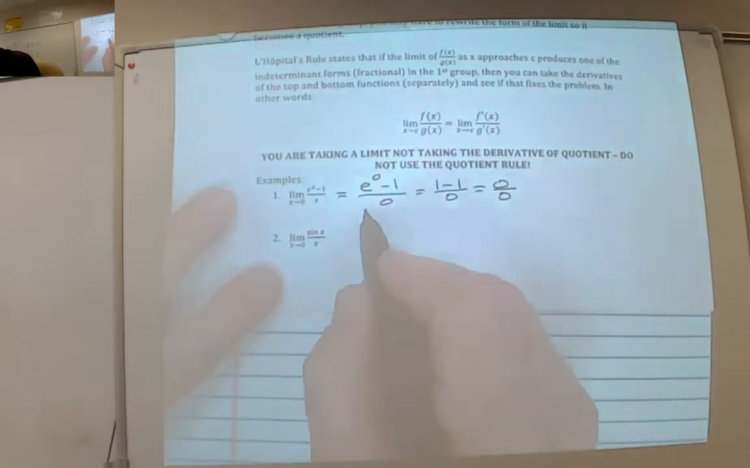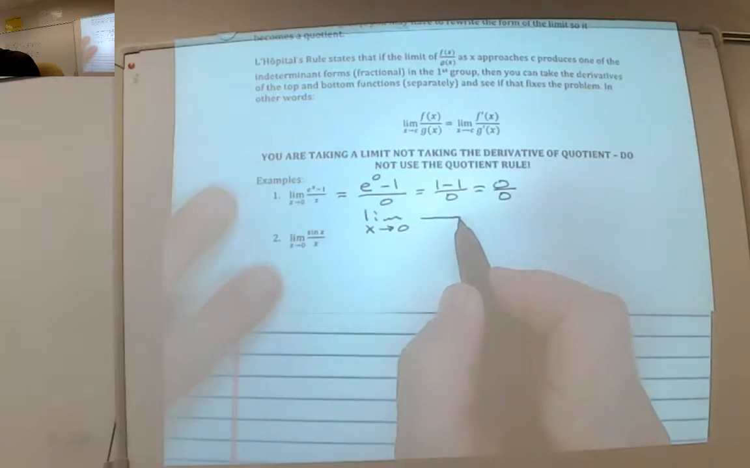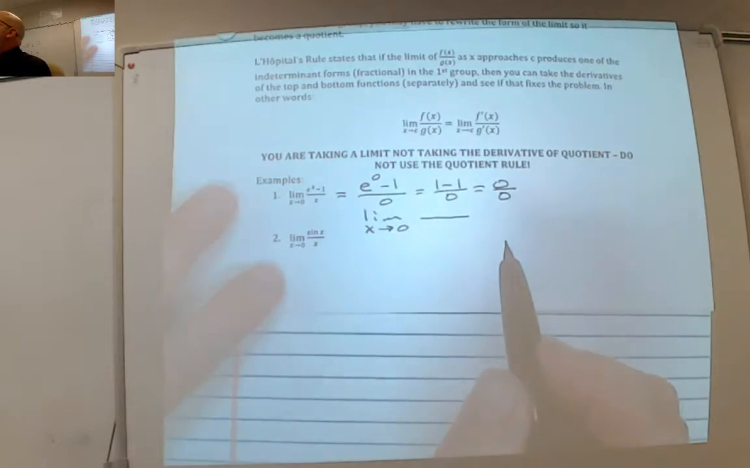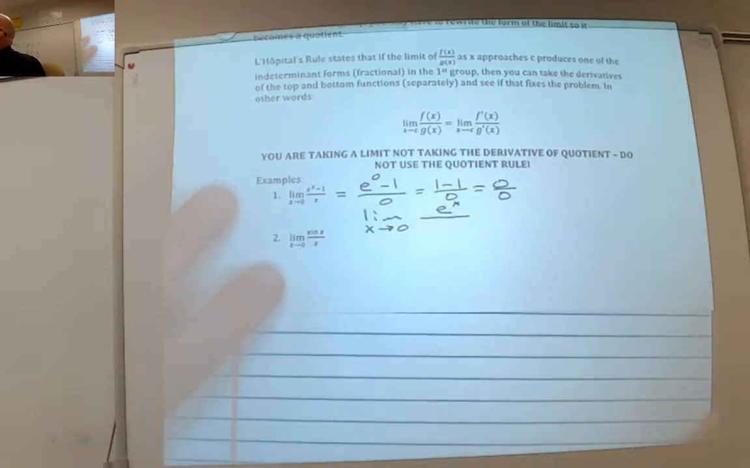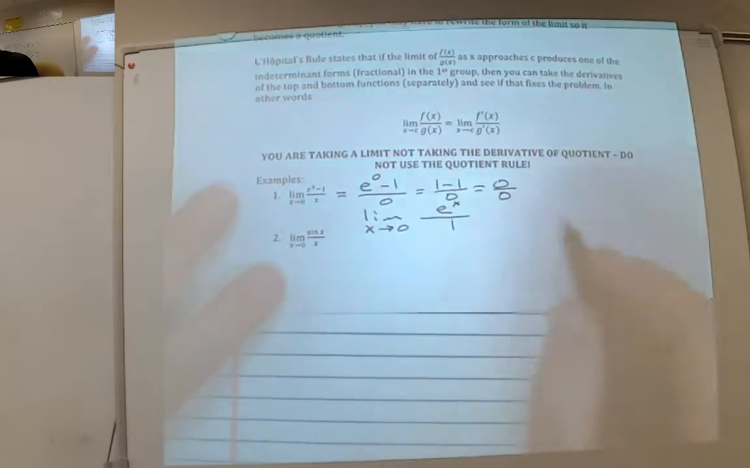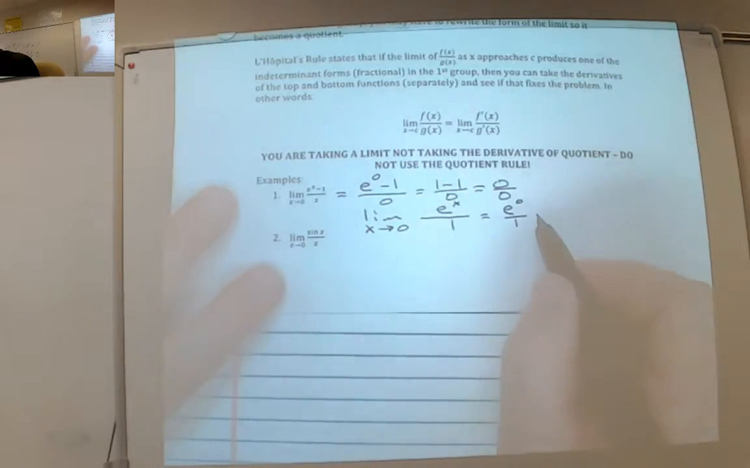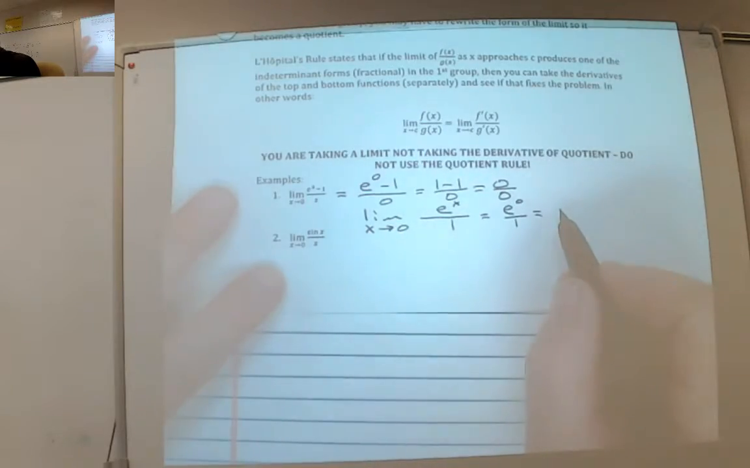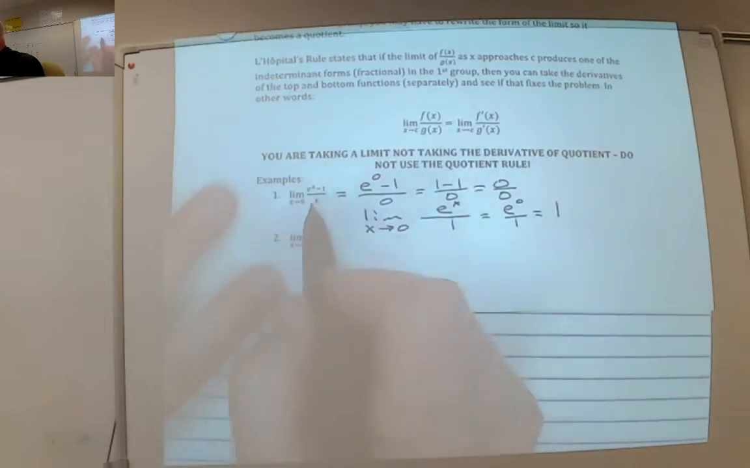So I'm going to take the limit as x goes to 0. And Maria, what's the derivative of e to the x minus 1? E to the x. And what's the derivative of x, the bottom? 1. So now I'm going to substitute again, and I'm going to get e to the 0 over 1. And e to the 0 over 1 is what, Maria? 1. That's my limit. I'm done. So the limit of this is 1.